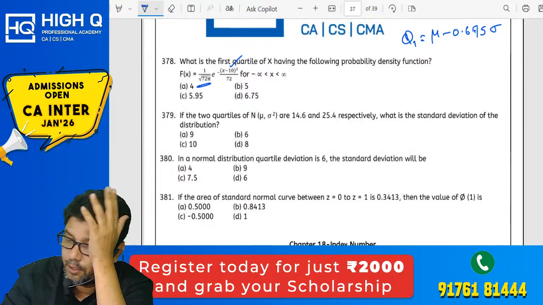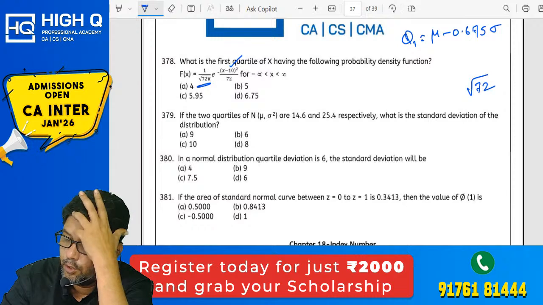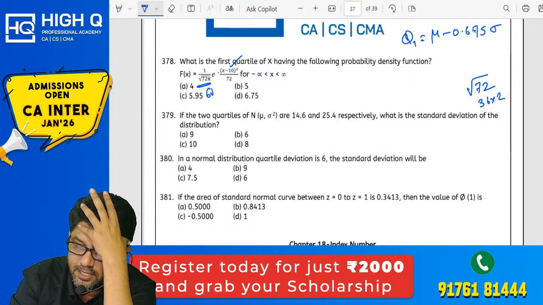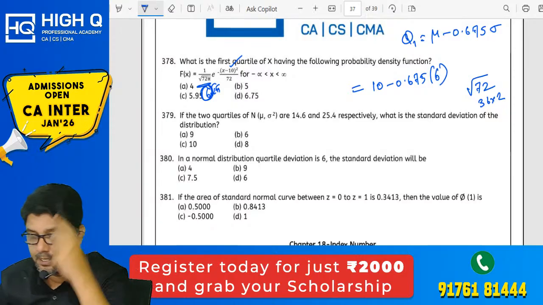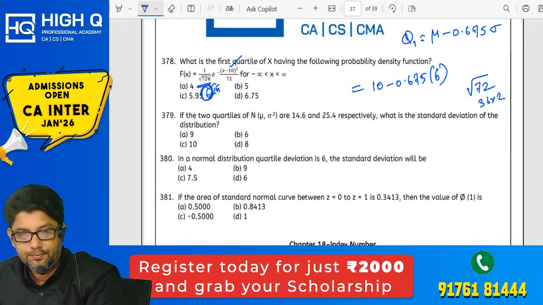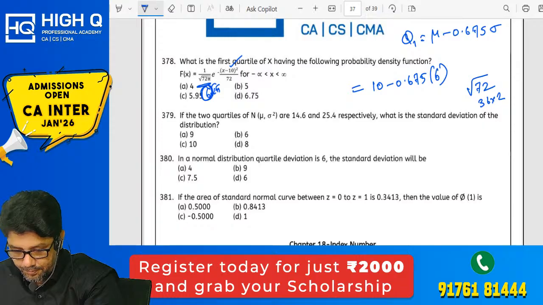Take this root 72. Can I write root 72 as 36 into 2? Correct or not, my dear? So can I write it as 6 root 2 pi? Now this 6 is our sigma. So mu is 10. 10 minus 0.675 into 6. Can you give me the answer? Option C.